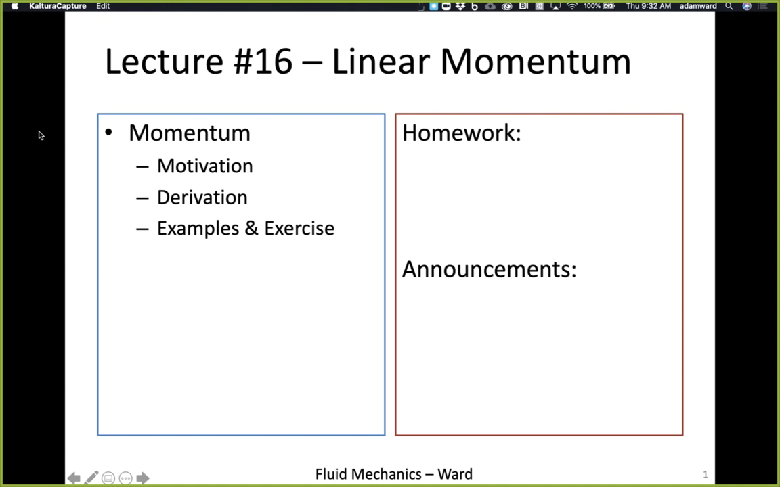We'll do a little bit of background on linear momentum. We'll see some examples of momentum so we get our head around what momentum is, and then we'll do some examples. I think this is more easily learned through examples than theory.